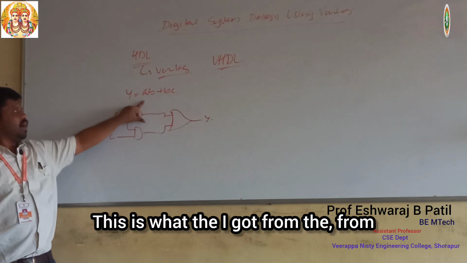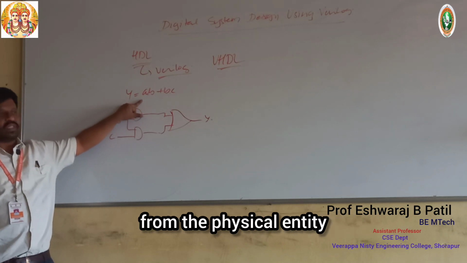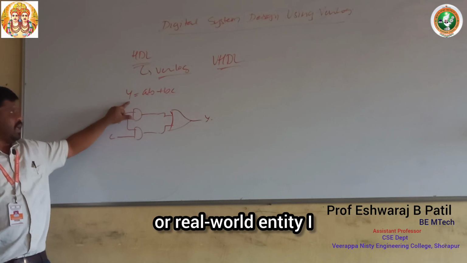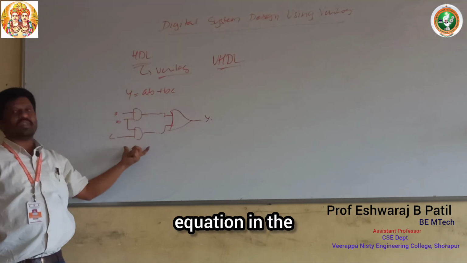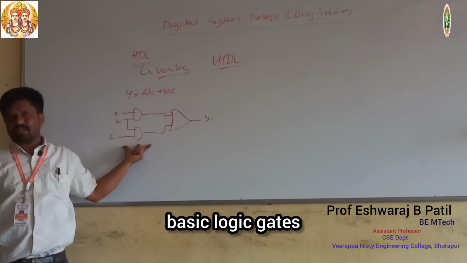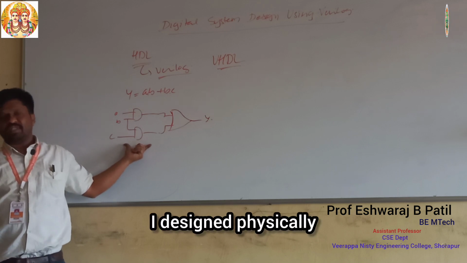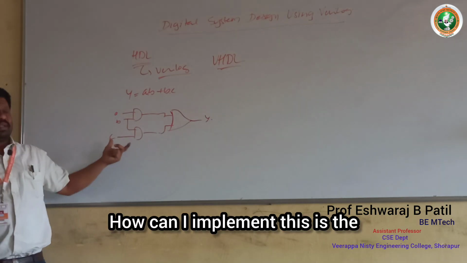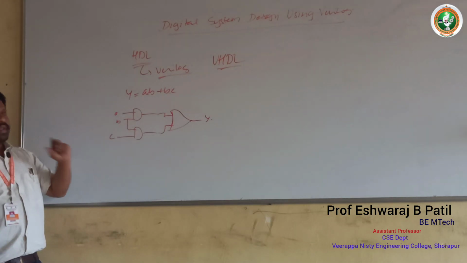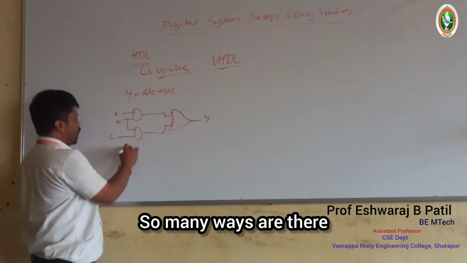This is what I got from the physical or real-world entity. I designed this equation with the help of the basic logic gates. I designed it physically, but I have to implement it with the help of a language. How can I implement it? There are so many ways.